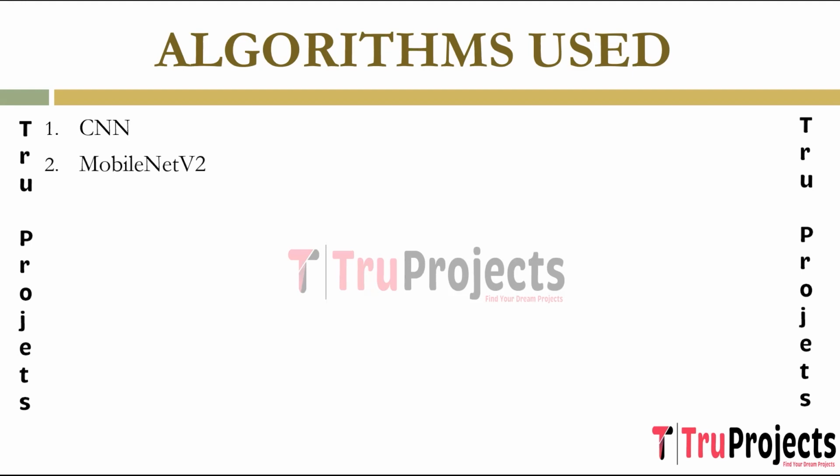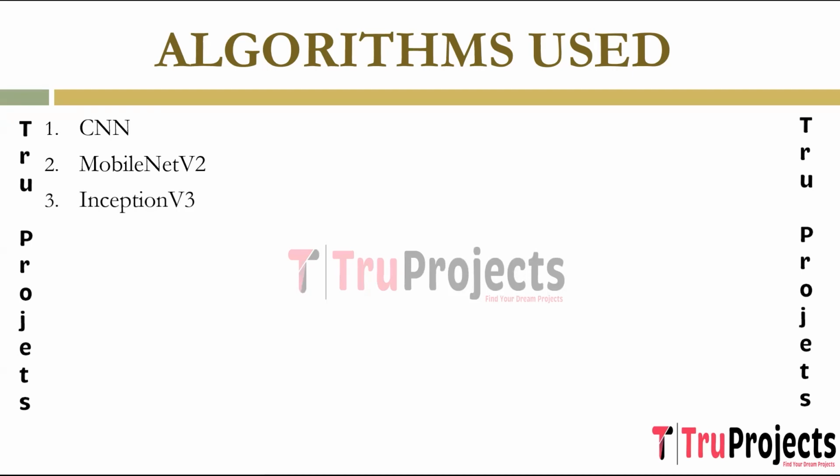The next algorithm is MobileNet V2. MobileNet V2 is a lightweight deep learning architecture optimized for mobile and embedded devices. It utilizes depth-wise separable convolutions to reduce model size and computational complexity while maintaining high accuracy. MobileNet V2 offers a good balance between model size and performance, making it suitable for deployment in resource-constrained environments such as mobile apps or web applications where efficiency is important.